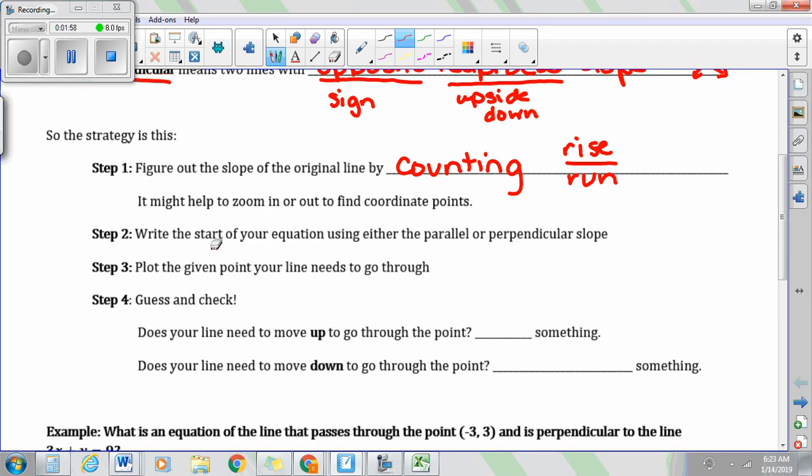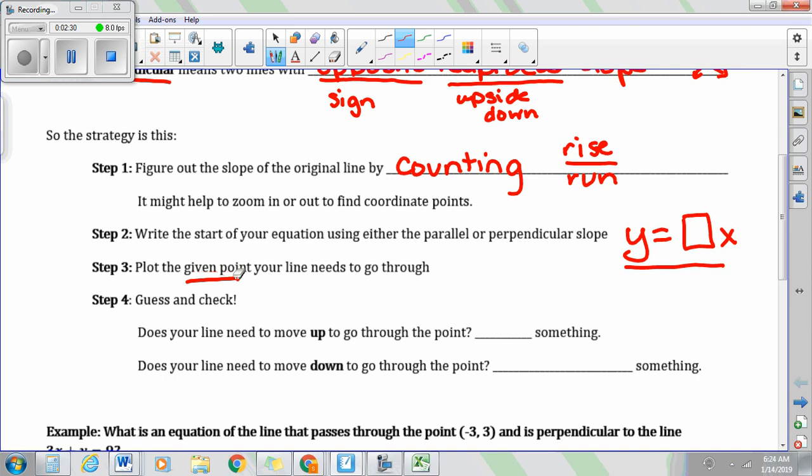Step 2, write the start of your equation using either the parallel or the perpendicular slope. So that's going to be y equals something x, whatever your original slope is. If it's parallel, you're going to use that. If it's perpendicular, you're going to change the sign and flip it upside down. Step 3, you'll always have a coordinate point that your line needs to go through. So you're going to have this in Desmos and that in Desmos. And then step 4 is just guess and check.